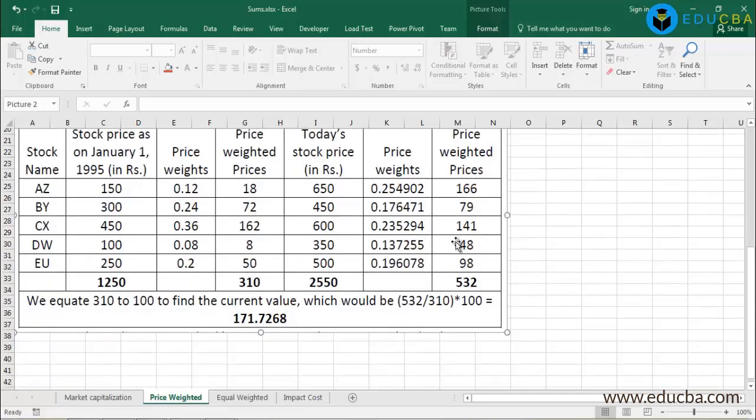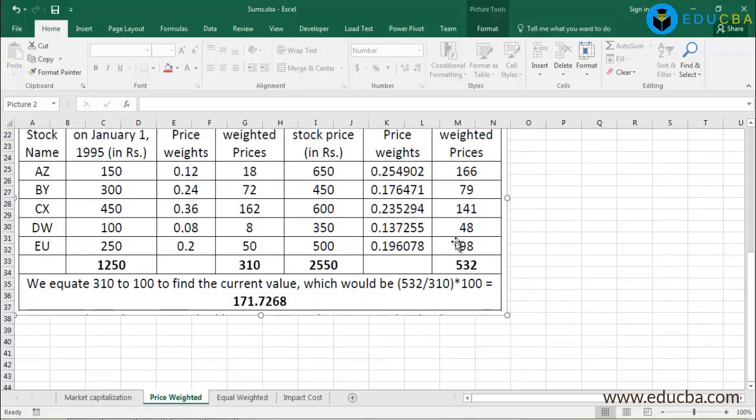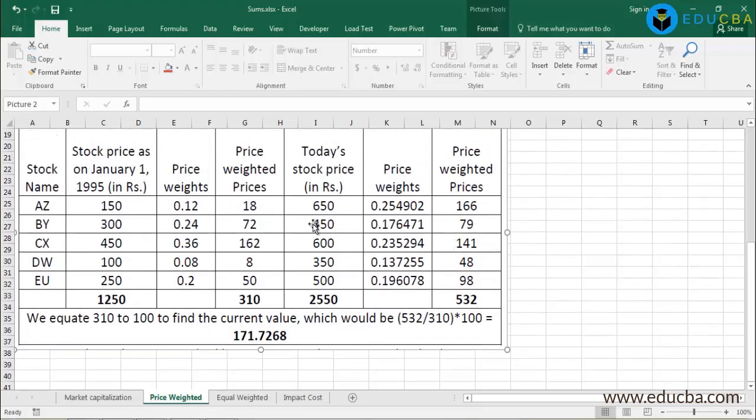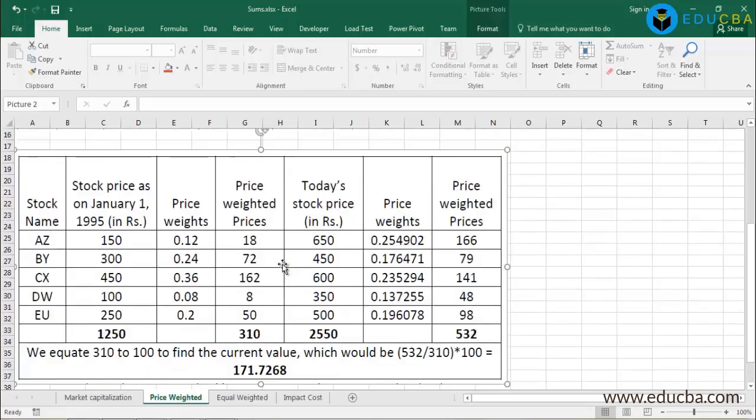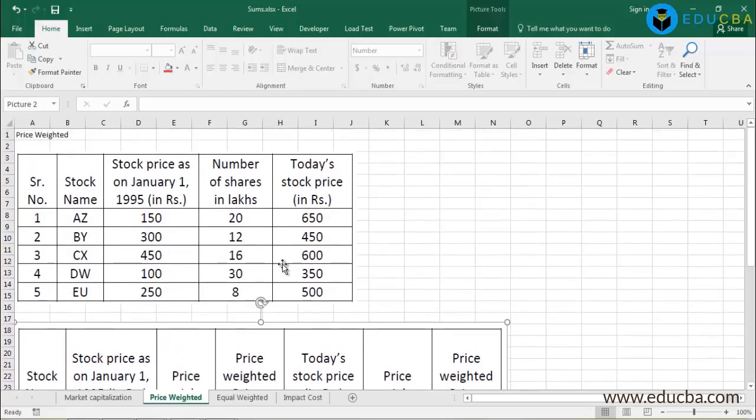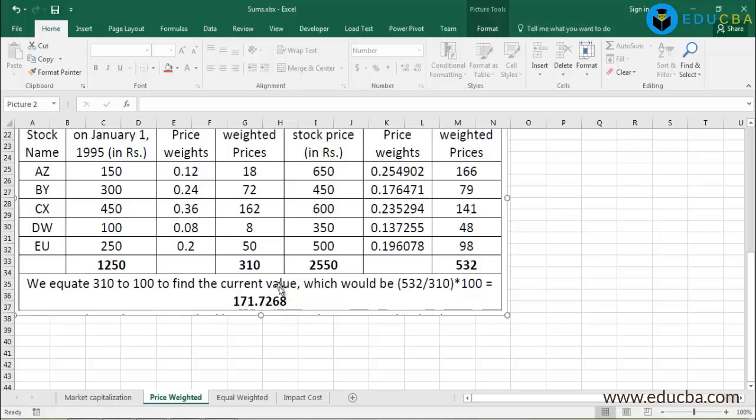Now we equate 310 to 100 to find the current value, which would be 532 divided by 310 into 100, which is 171.7268. This denotes the index value as of today. I hope this is explanatory. So we have taken the base value and the current value and divided them, then multiplied by 100 to convert into a percentage, which is 171.7268.